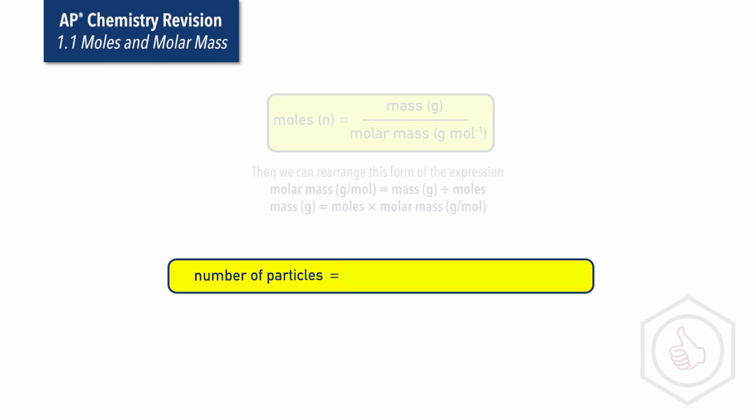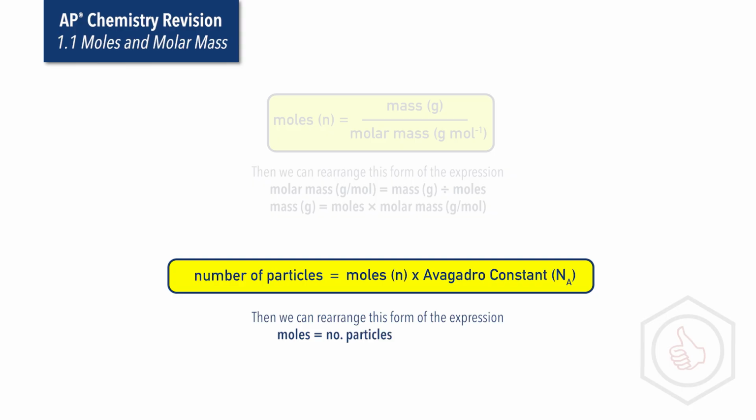Also, number of particles equals moles times Avogadro's constant. This we can also rearrange to give moles equals number of particles divided by 6.022 times 10 to the 23, or Avogadro's constant, 6.022 times 10 to the 23, equals number of particles divided by moles.